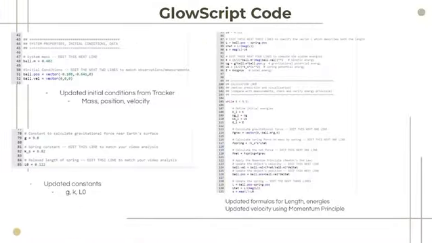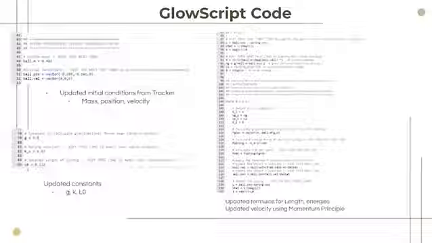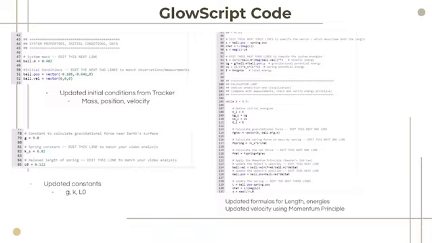So for the GlowScript code, one of the first changes I did was updating the initial conditions from Tracker, and this is from the previous slide, the data from Tracker. This includes the mass, the position, and the velocity. One of the next changes I did was updating the constants of G, K, and L0. That's gravity, the spring constant, and then the relaxed length of the spring. And then another change was updating the formulas for length and the energies, and updating the velocity using the momentum principle, as you can see at the bottom.